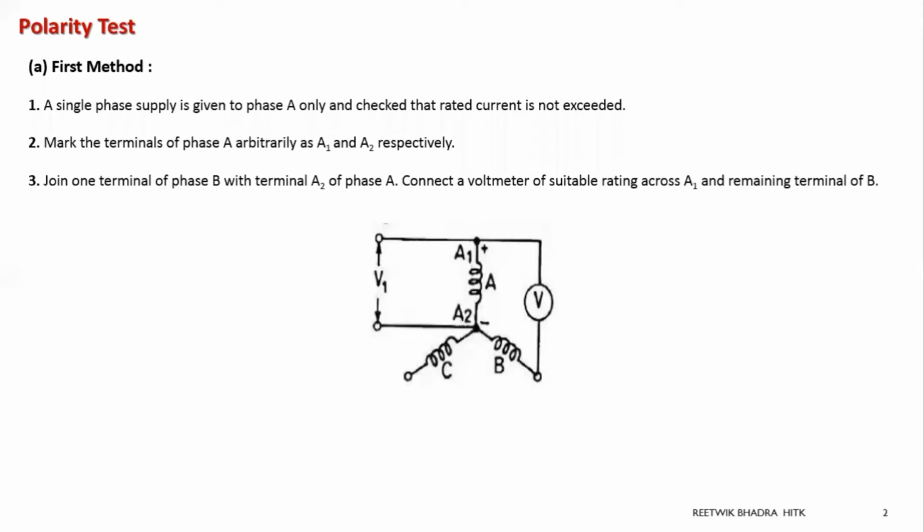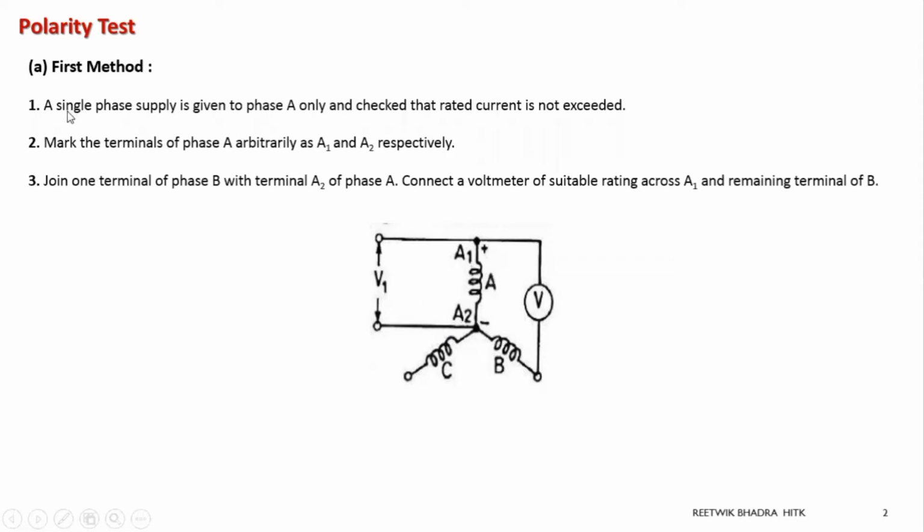One method of doing the polarity test is as shown over here. We have three phases, A, B and C. For only one phase, suppose A, you may take B or C, whichever you want, no problem. You take only one phase, and to that one phase you give a supply V1. This is my stator side, so you are giving the supply to the stator. You give a supply voltage V1, a single phase supply, not a three-phase supply.